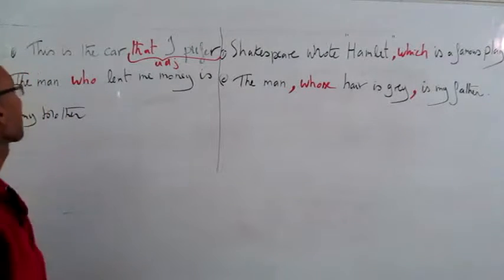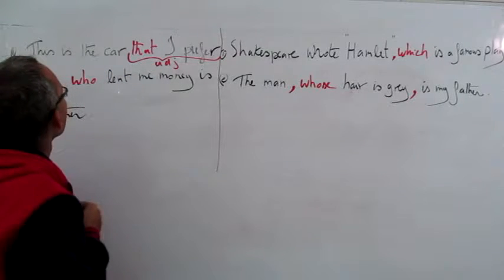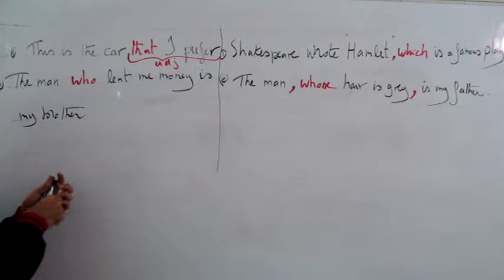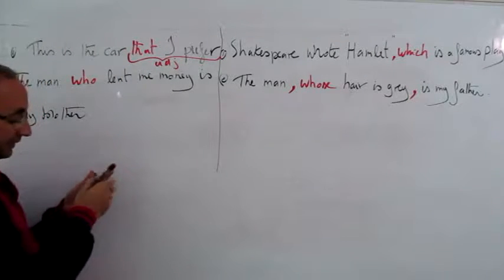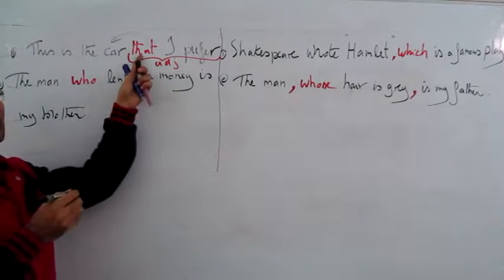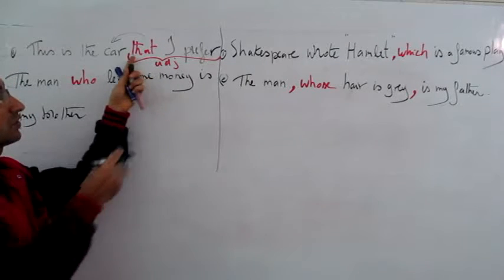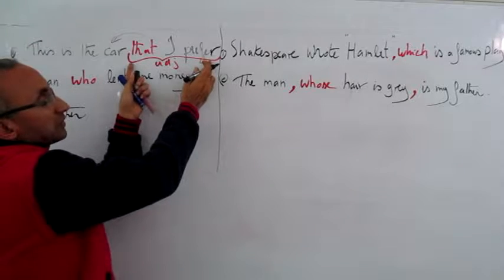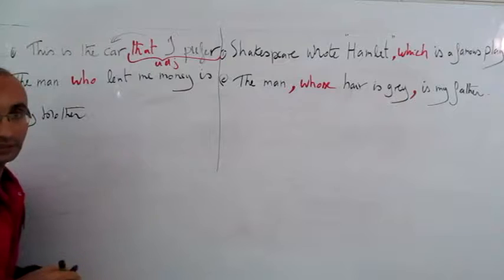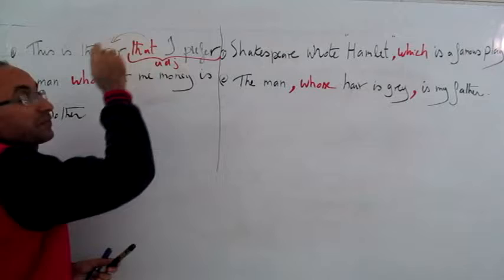Let's see the first example. This is the car that I prefer. So, this is the car is my independent clause. That I prefer: here, that refers to the noun before it, the car. So it is a relative pronoun. This dependent clause, which starts with a relative pronoun, is my adjective clause. Clear? It's called a relative clause and an adjective clause at the same time.